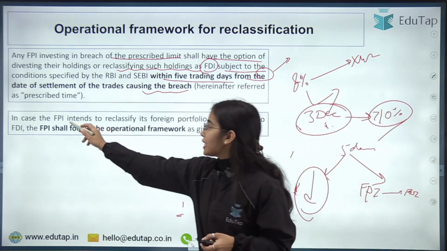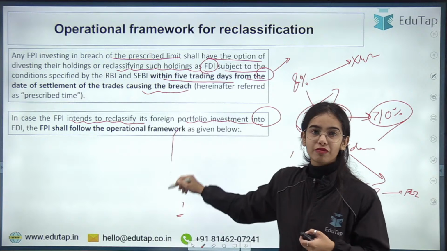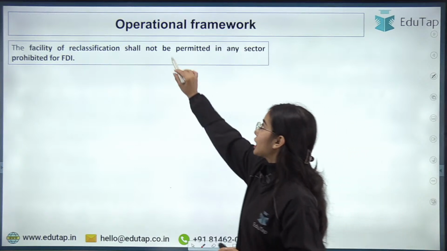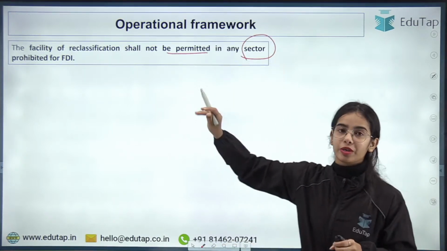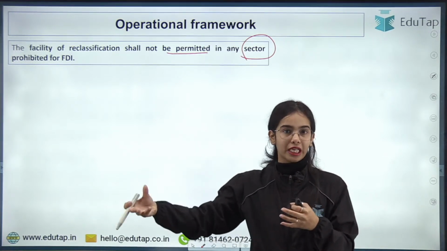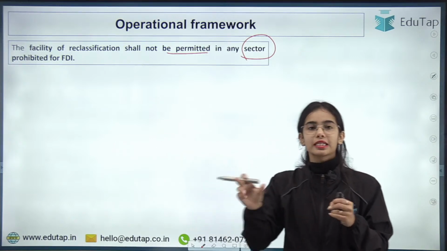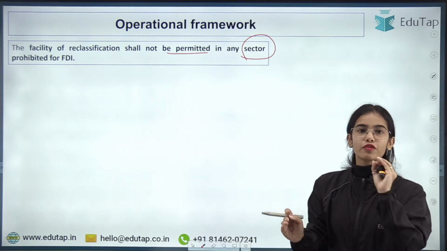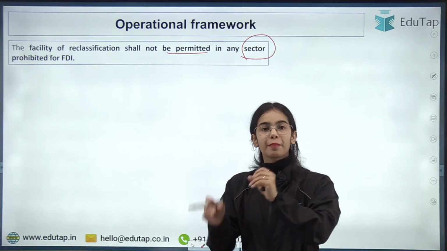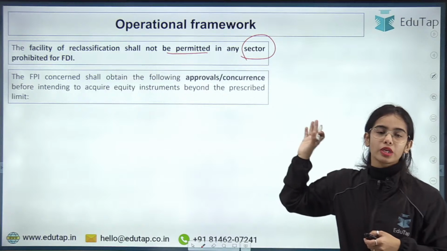Now, in case the FPI intends to reclassify its foreign portfolio investment into FDI, there is a framework provided, which we are going to discuss. First of all, the facility of reclassification shall not be permitted in any sector that is prohibited for FDI. There are certain sectors in our country that are prohibited for FDI, like the real estate sector or chit funds and such. In those sectors FDI is not allowed, so the facility for reclassification will not be permitted. You will have to compulsorily decrease your holding, because you cannot convert your FPI into FDI.